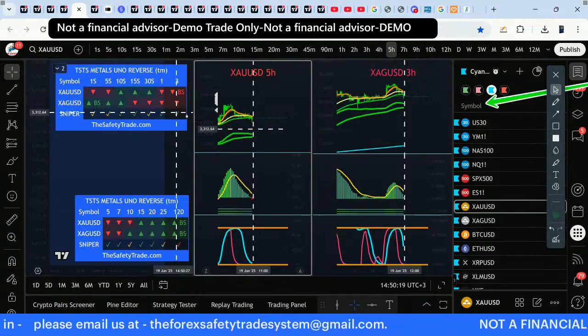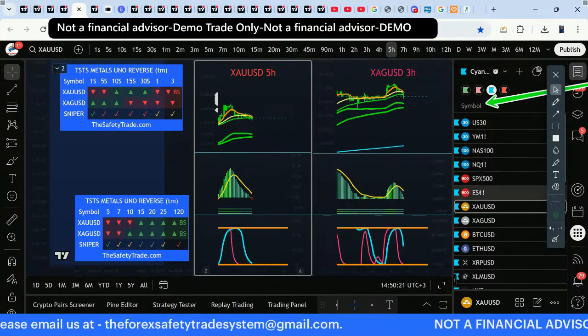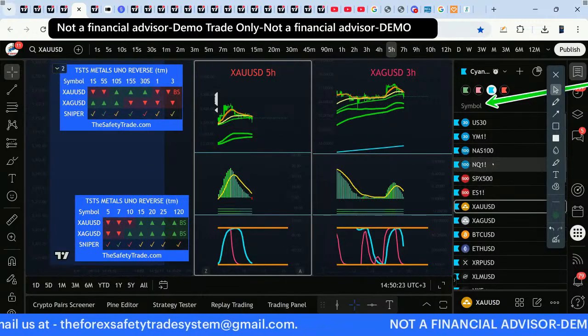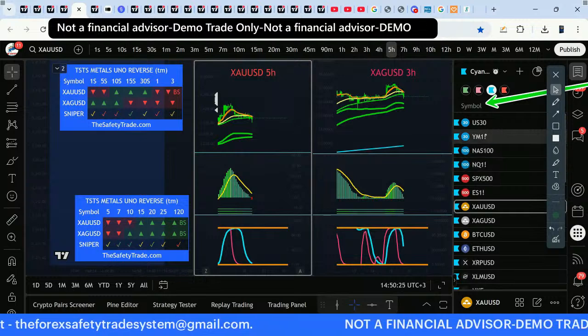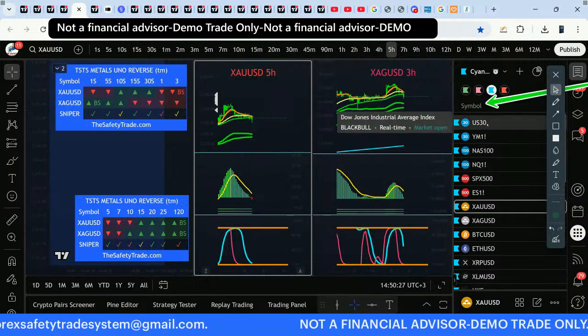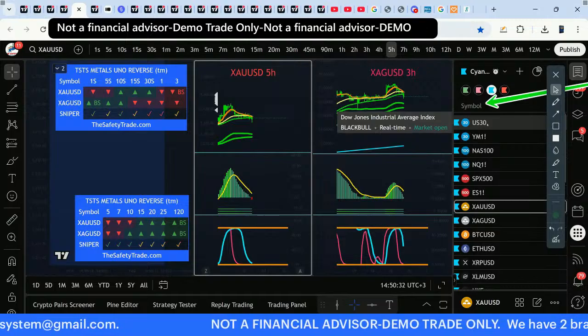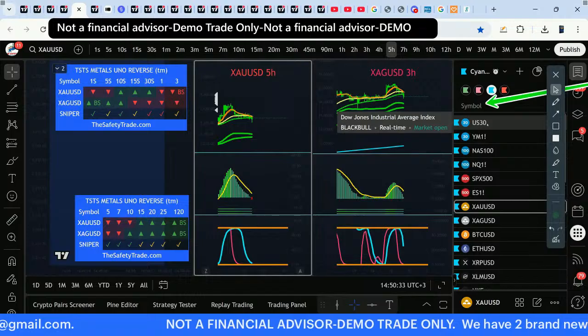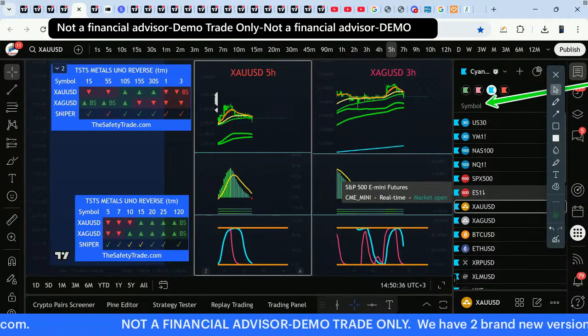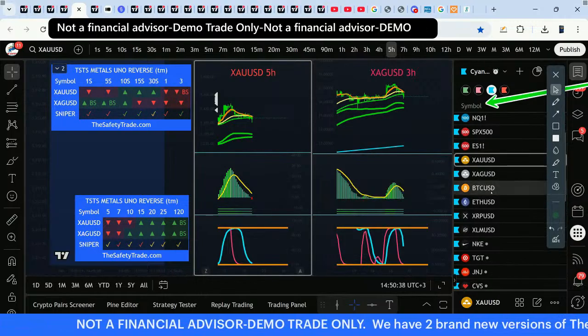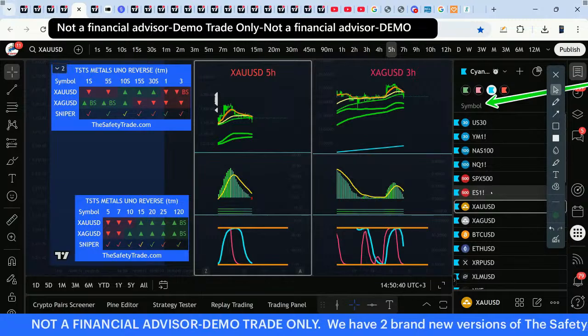Gold is a permanent buy. Silver is a permanent buy. ES1 is a buy. SPX, NQ, NAS, YM1, and then in the Discord, I still have people doing sells on these things. They're so weird to me. I don't understand. I tell you all that these are all permanent buys.